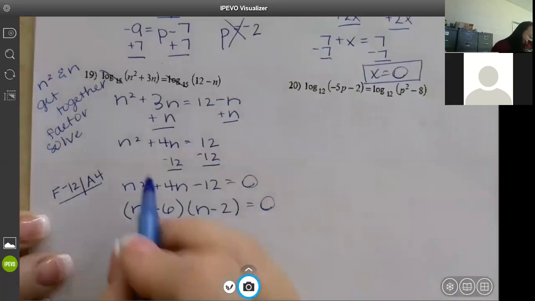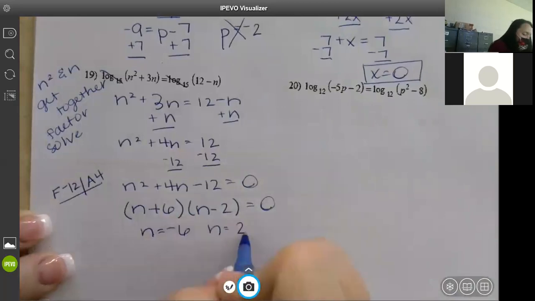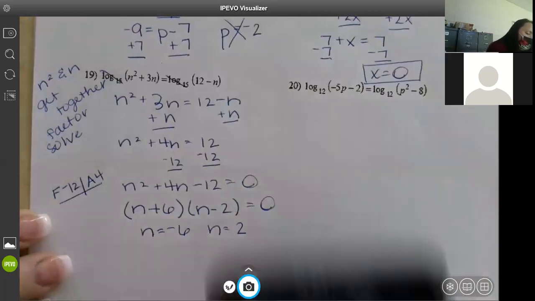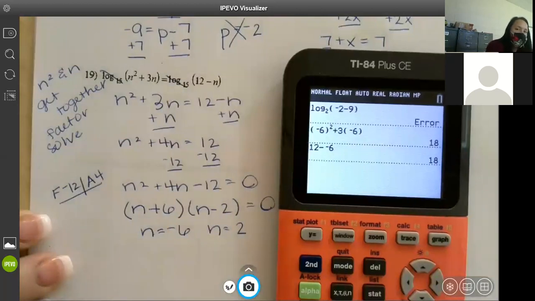And then your answers are the opposite signs, negative 6 and positive 2. Last thing you need to do is check. So put them in your calculator. Negative 6 squared plus 3 times negative 6 gives me a positive number, so I'm good there. 12 minus negative 6 gives me a positive number, so 6 works.